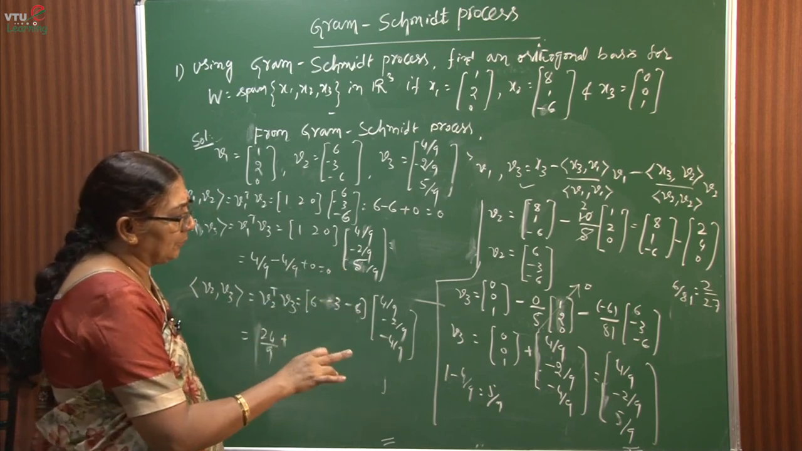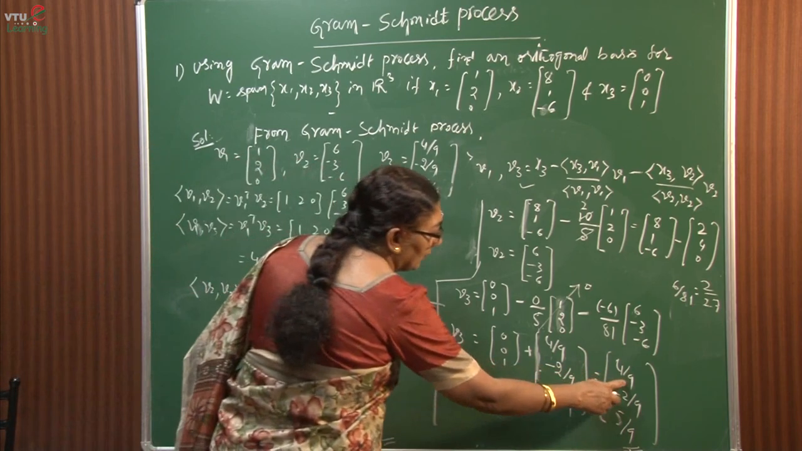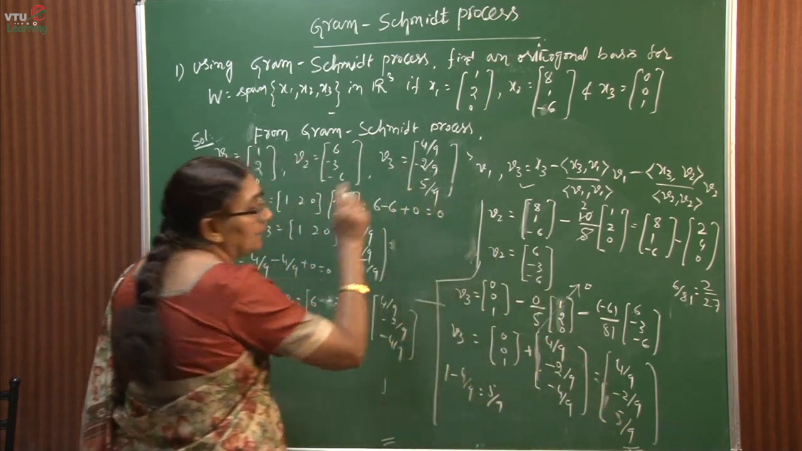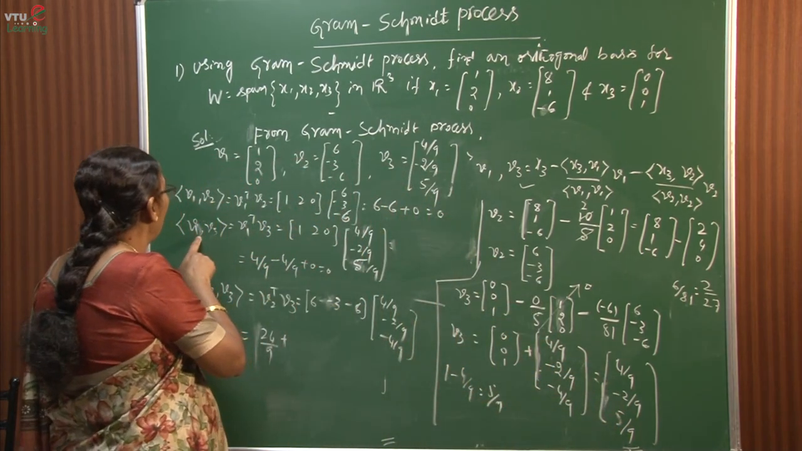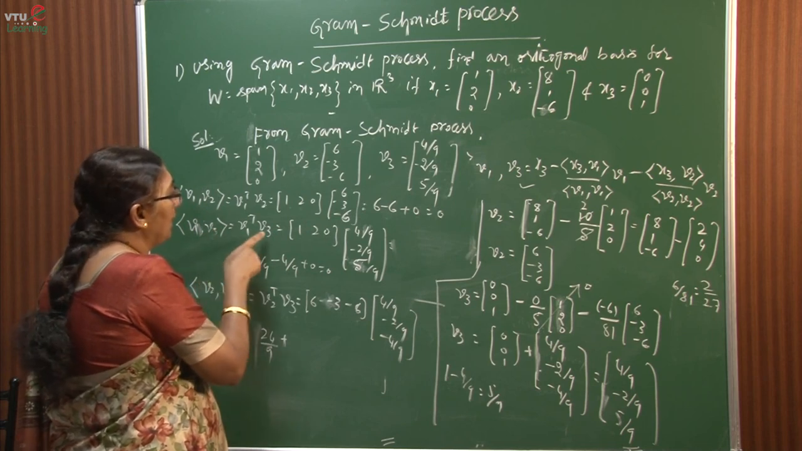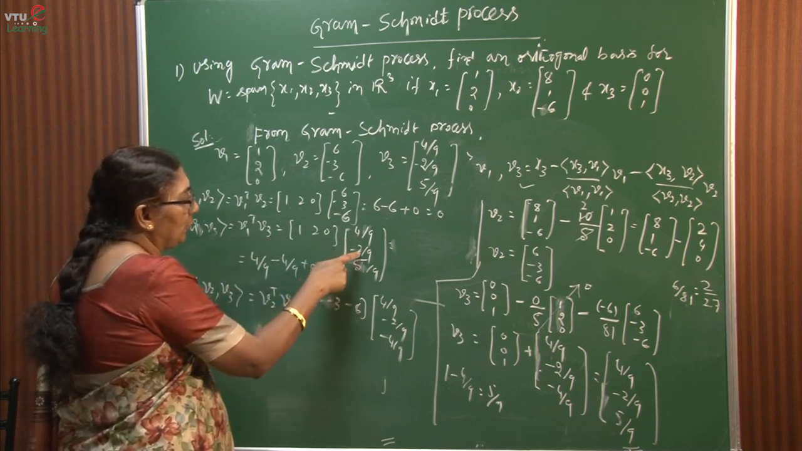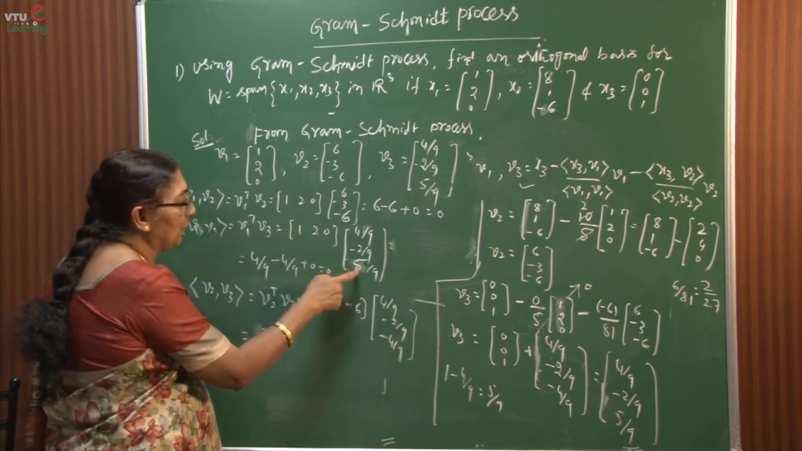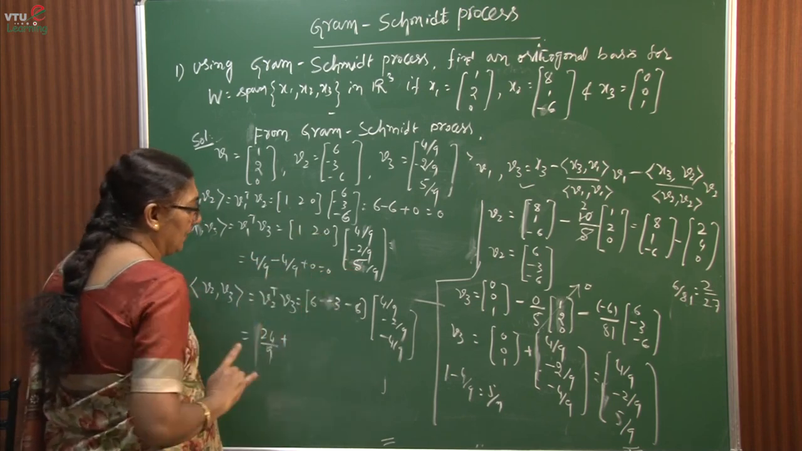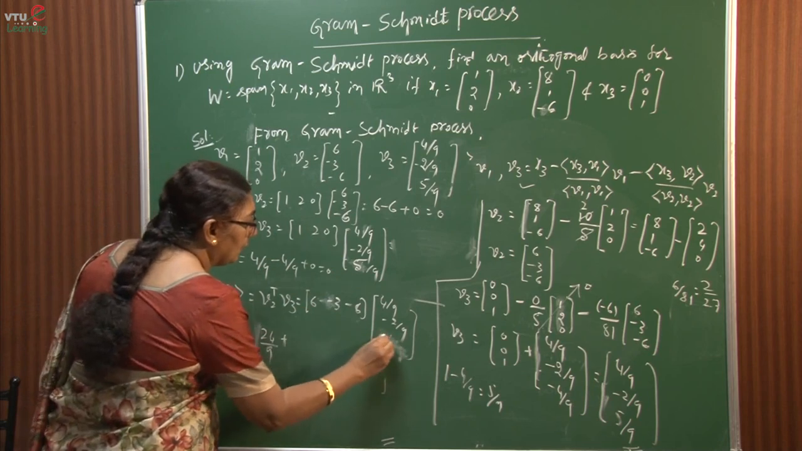Please note one point, I made a mistake. What is V3? 4 by 9, minus 2 by 9, 5 by 9. But I took 4 by 9 by mistake. Please make a change. V1 inner product of V3, V3 is 4 by 9, minus 2 by 9, 5 by 9. Not an issue because we get the same answer, since 0 into 5 by 9 is 0 only. Therefore, we get that. Now, here I have to write 5 by 9.